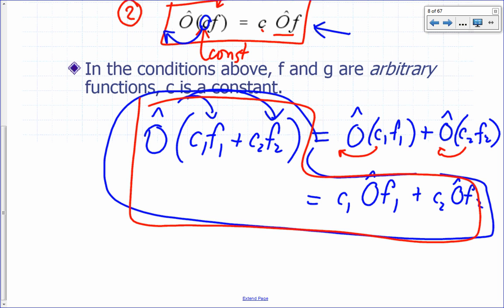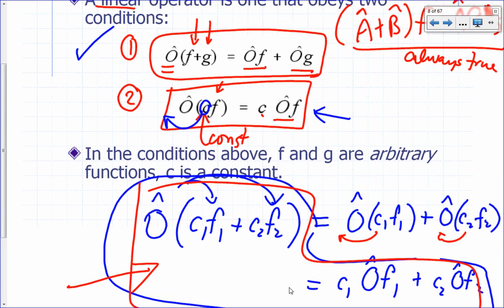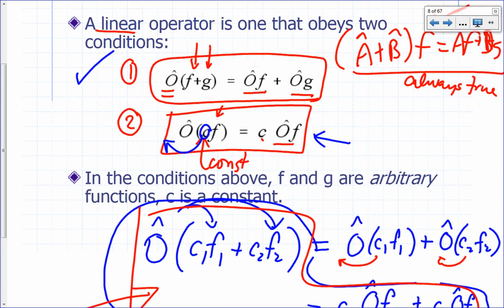This is a more compact way of defining the linear operator. You can either say that if this is true for the operator, it's a linear operator, or another way of saying it is that it's linear if it satisfies these two conditions. Now, the F and G that we have here can be any arbitrary functions. It doesn't mean it's true if it works for one specific pair of functions. It has to work for any pair of functions. So F and G must be arbitrary.